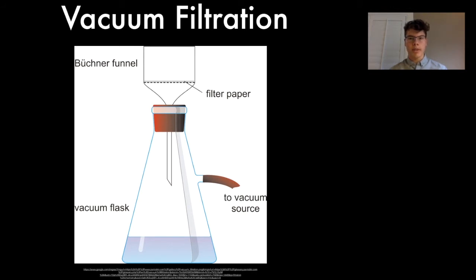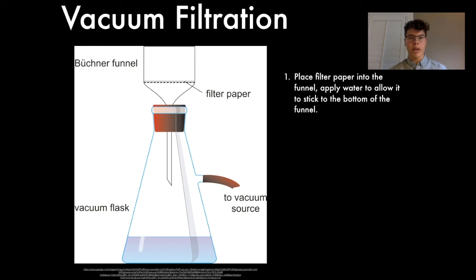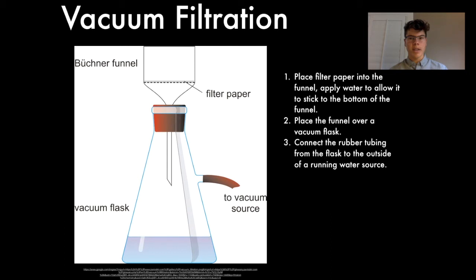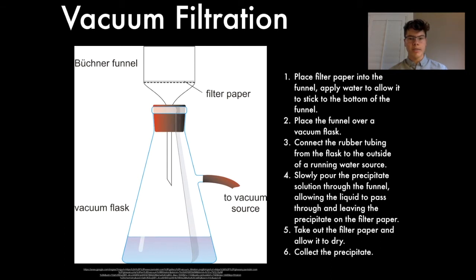Besides the components, the idea and steps are relatively the same as normal filtration. Add the filter paper, place the funnel in the flask, etc. However, before adding the precipitate solution, connect the rubber tubing from the flask to the outside of a running water source. Connecting the flask to running water will cause a decrease in pressure within the flask. According to the Bernoulli principle, this decrease in pressure will cause the liquid to flow through at a faster rate, separating the liquid and precipitate at a more rapid pace.